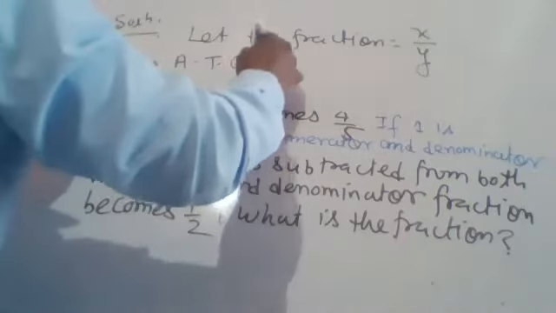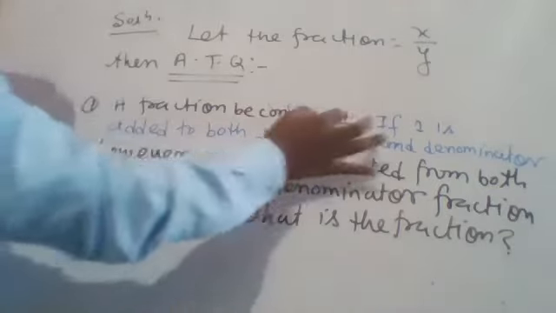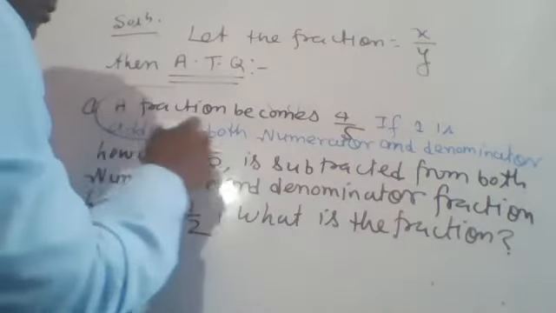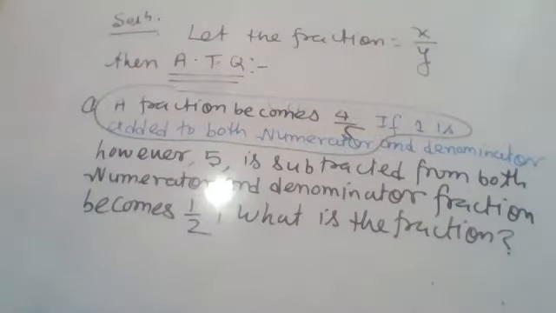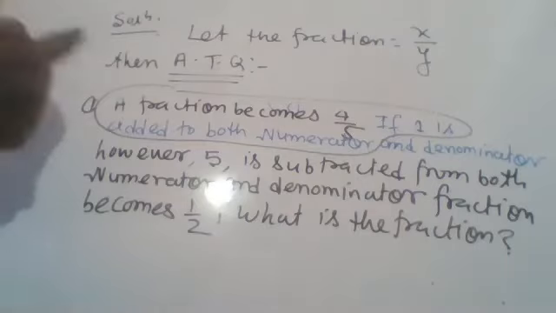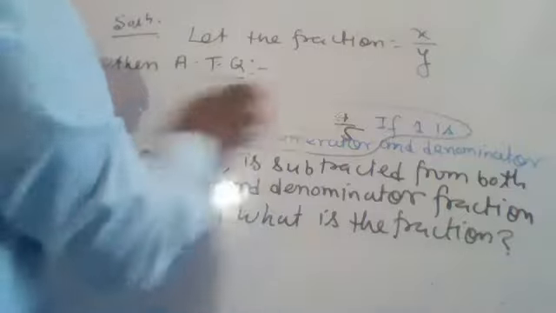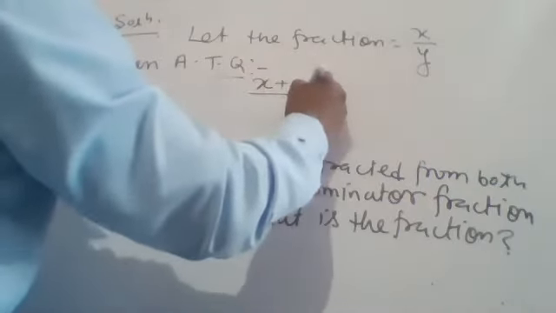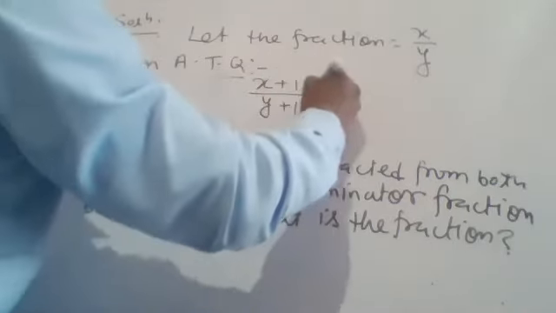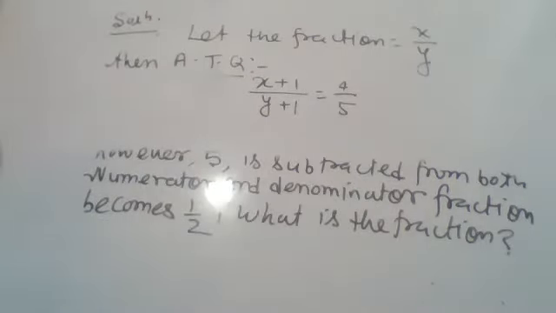Then according to the question, the fraction becomes 4 by 5. First statement: the fraction becomes 4 by 5 if one is added to both numerator and denominator. It means in the numerator we have to add 1 and in the denominator also we have to add 1. Then we get the fraction is equals to what? 4 by 5. So here the numerator is x, we add 1, and in the denominator also we add 1. Then we get the fraction which is equals to 4 by 5 according to the question, everyone.